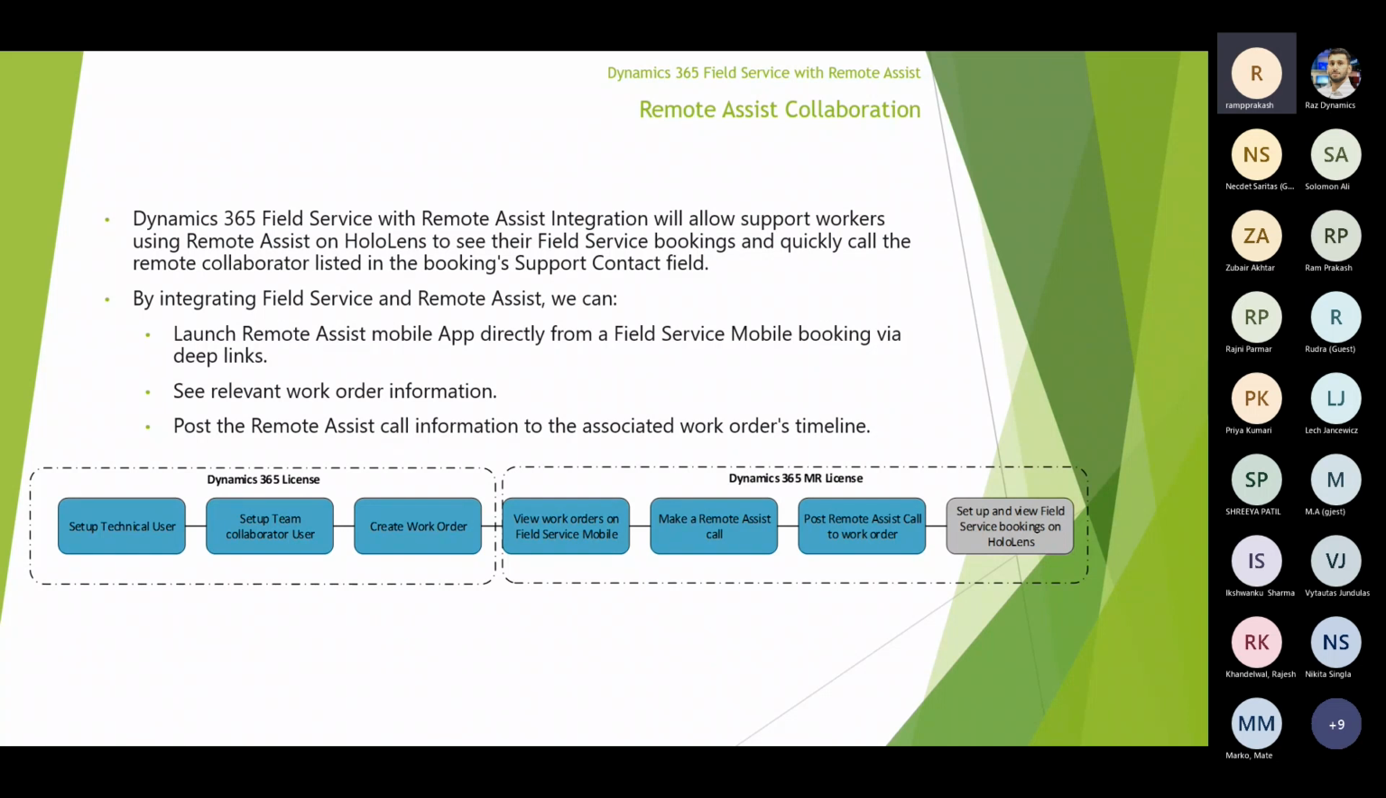Here you can see the Dynamics 365 license. Who needs what license? For the Dynamics 365 license, setting up a technical user and team collaboration user and creating a work order all need Dynamics 365 license users. Coming to the MR license, we need it for those viewing the work order on their mobile and making a remote assist call. After making that call, if you take snapshots or chat between them and want to store it in the respective work order, for posting that you need the Dynamics 365 MR license. And to view the booking-related things in a HoloLens, you need a Dynamics 365 MR license, which is nothing but a Remote Assist license. So these are the remote assist collaboration requirements we need to process further.